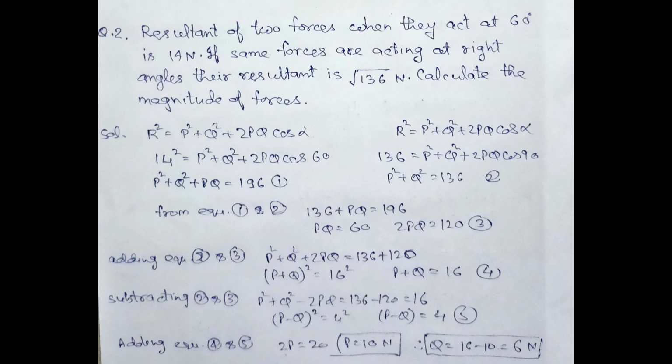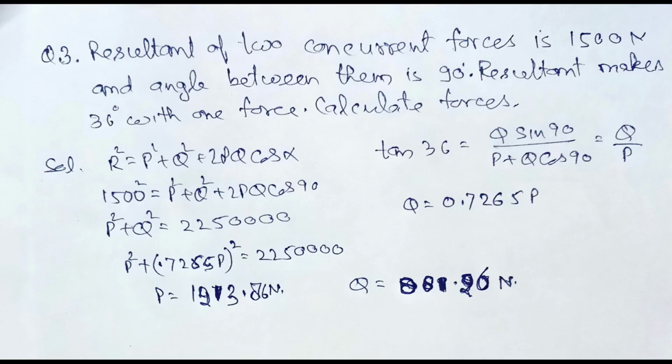Now adding equation number 4 and equation number 5, we will get 2P equal to 20. So P equal to 10 Newton. If we put this value of P in equation number 4, we will get Q equal to 6 Newton. So in this way we can find out the unknown forces. Let's take question number 3.